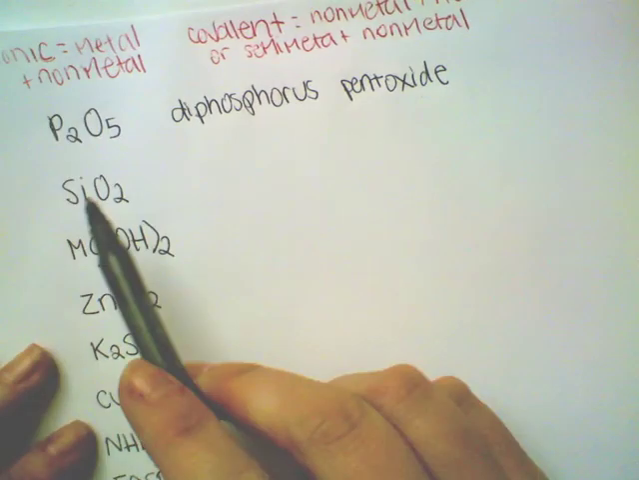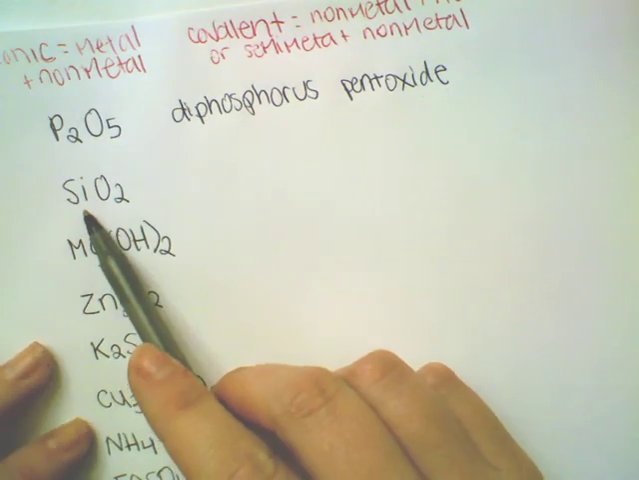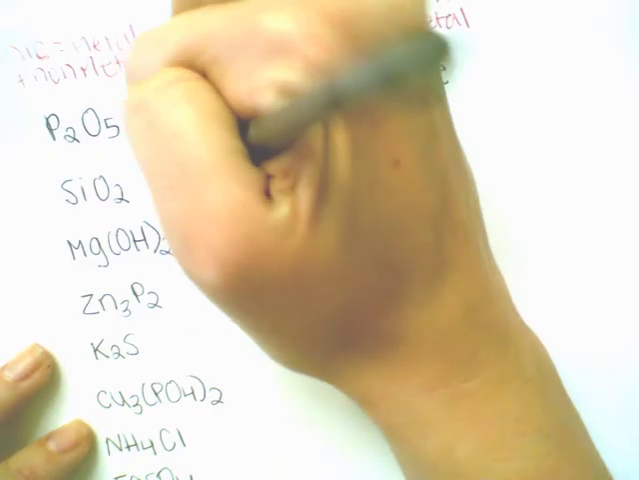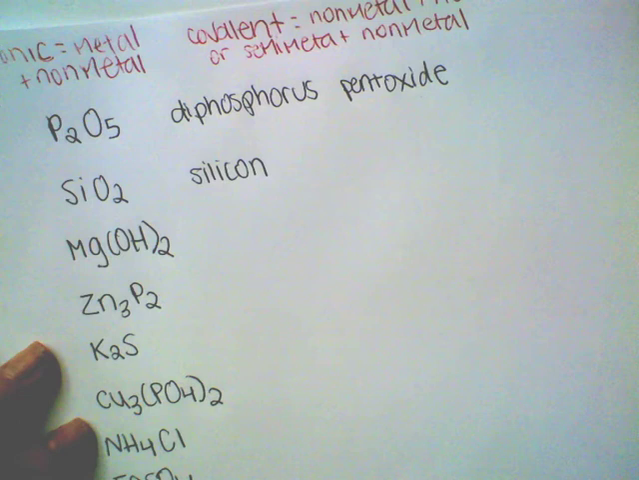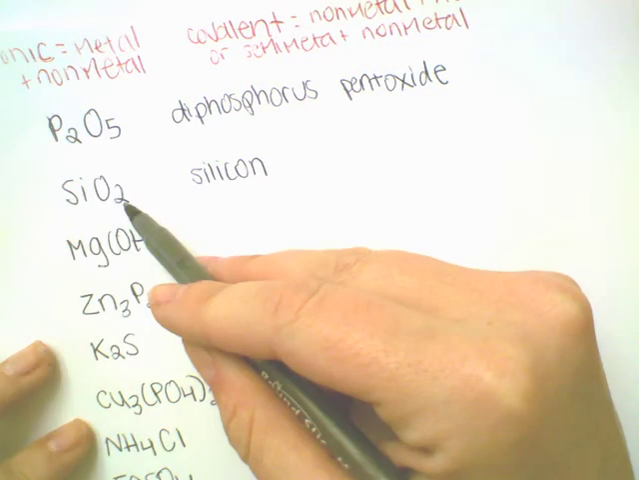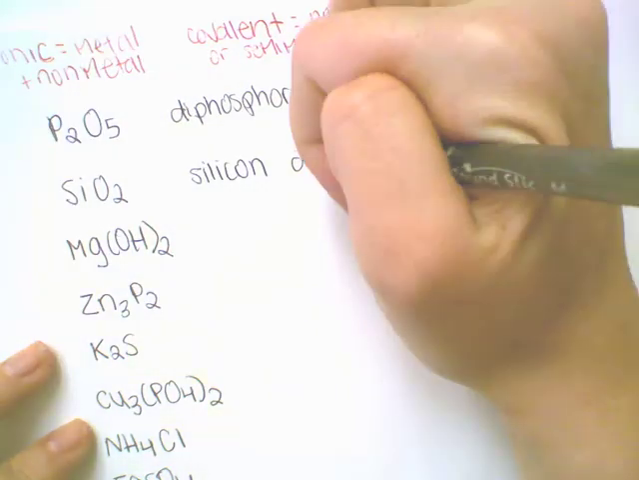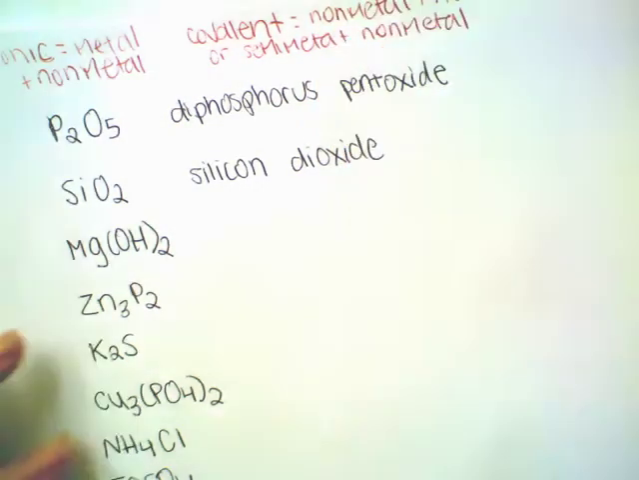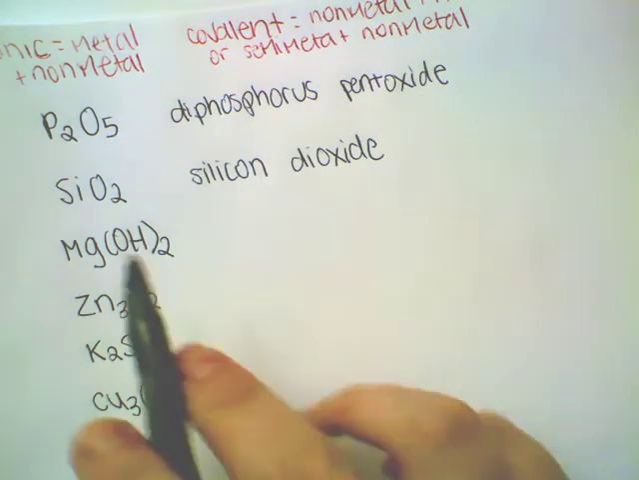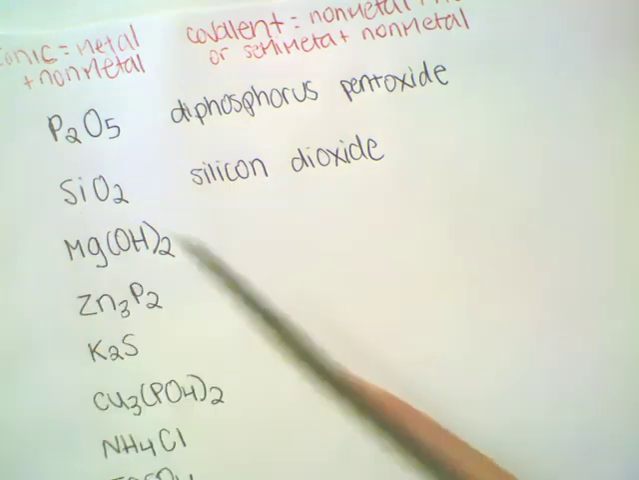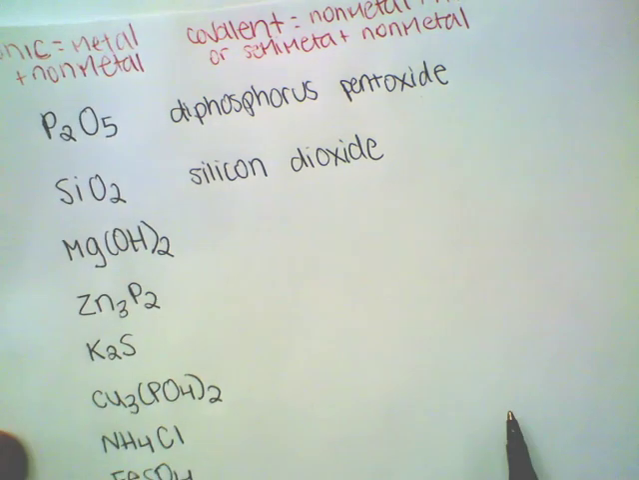Silicon is our first element. There's only one silicon, so I'm just going to name it silicon for the first part of the name. And then for the second part of the name, I've got 2 oxygen, so I'm going to use the prefix, dioxide. Again, a binary compound, there's only 2 different elements present, so we're going to end the second part of the name in IDE.